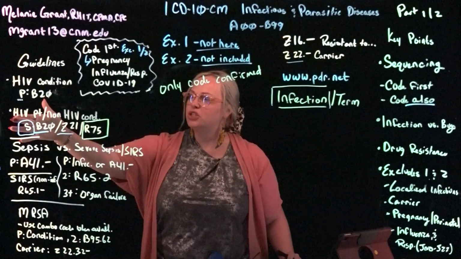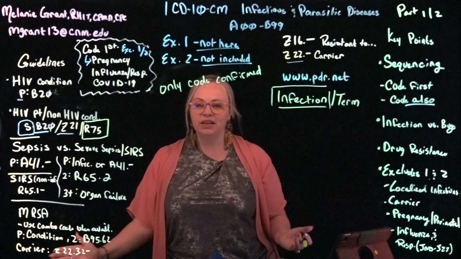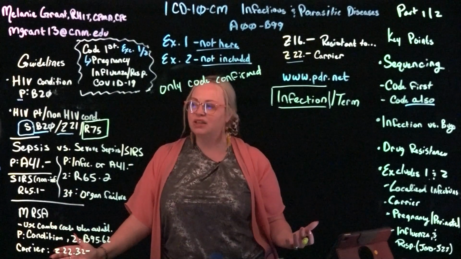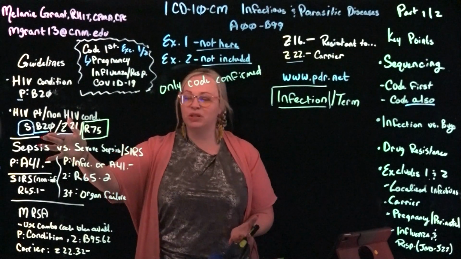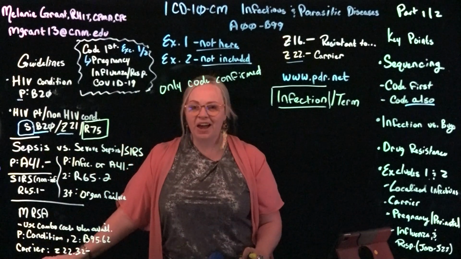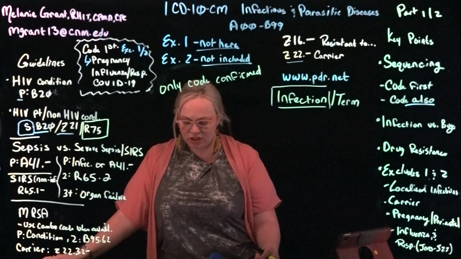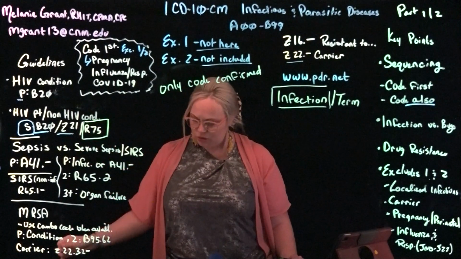If the HIV patient is seen for something that is not HIV related, but they happen to have an HIV condition, that B20 is still listed along with the conditions that are being treated, but it's listed as secondary. If they just simply have HIV, it's confirmed they have HIV, it's not currently active, then you're going to code for code Z21.